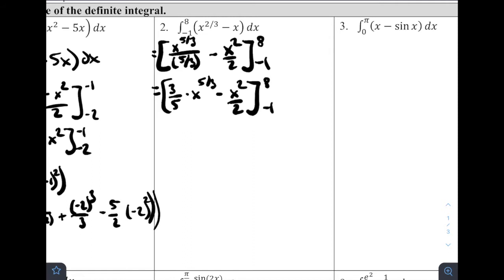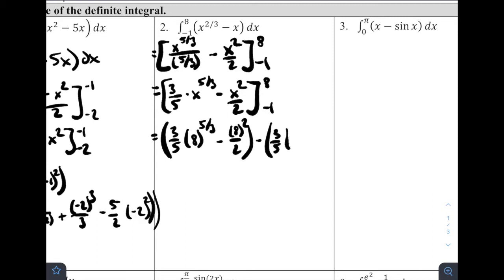Now we're going to do our fundamental theorem of calculus. We're going to plug in 8 for all the x's. We're going to subtract, and then we're going to plug in -1 for all of the x's. That's going to be equal to 3/5 times 8 to the 5 over 3 power minus 8 squared over 2 minus 3/5 times -1 to the 5/3 power minus -1 squared over 2. If we do that, if we simplify, this looks like this is going to end up being what?